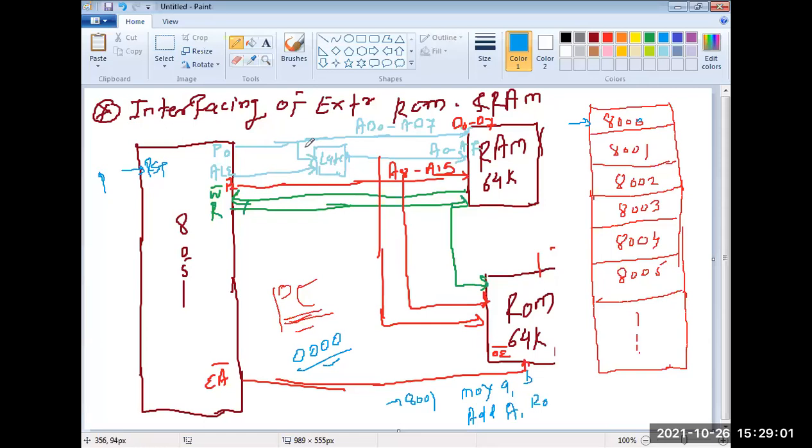Because from P0, by using this latch enable signal, I separated the A0 to A7 pins. What will be here? A0 to A7 pins, the lower address. And what will be here? A8 to A15. So this is part of port 0 only, because port 0 is a multiplexed address and data bus. But I have separated it by using the latch enable signal. Address latch enable will separate out this multiplexed address and data bus. That's why port 0 is not connected directly to the ROM memory.